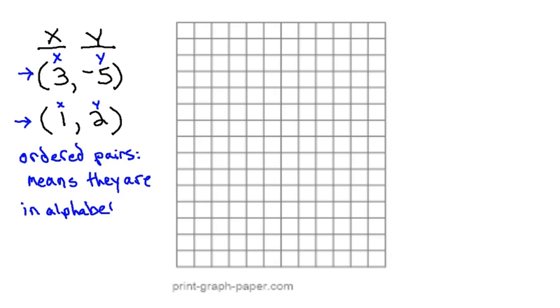And in this case, you can remember it because they're in alphabetical order. X and then Y. So the X is always first and the Y is second when it's in parentheses and a comma between them, like that, to graph. Now let's first start with number 1, 3 and -5.